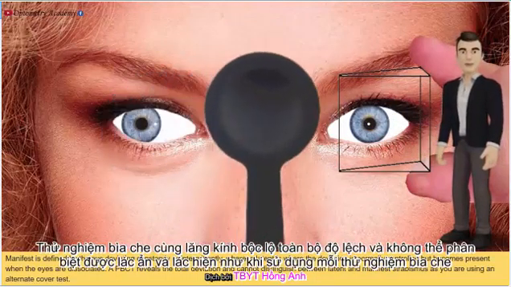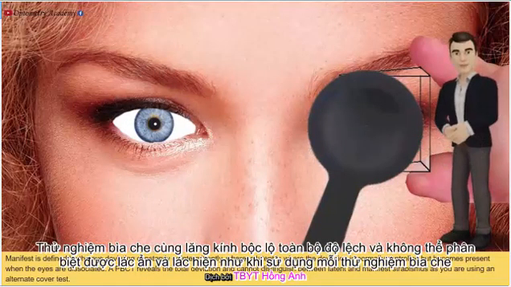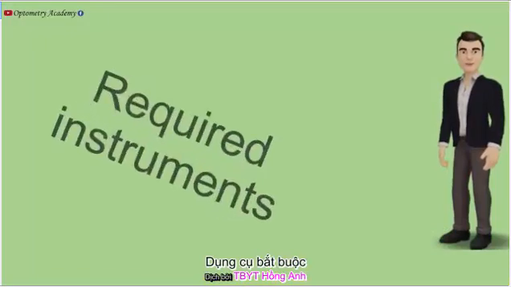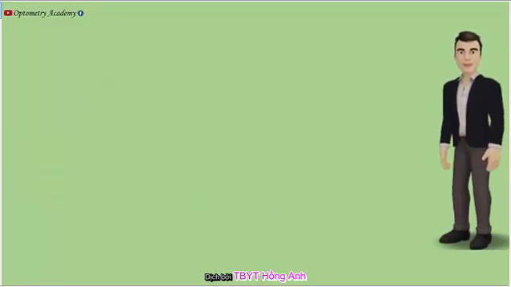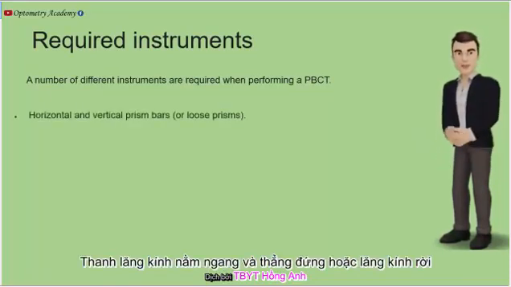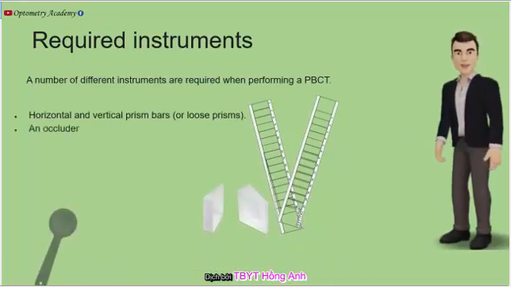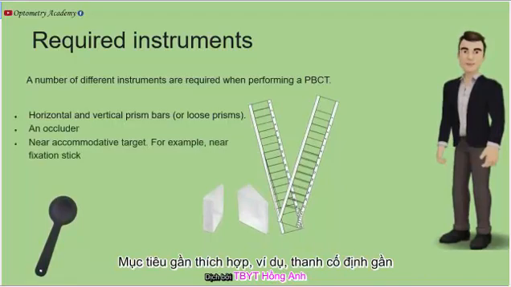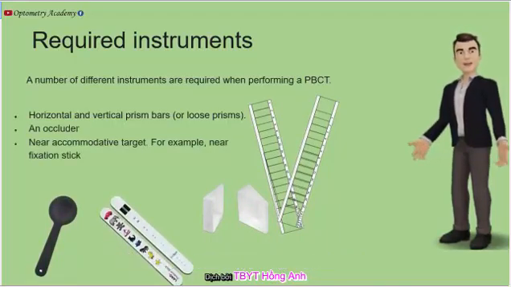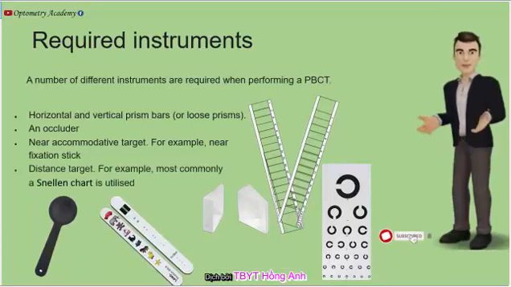A PBCT reveals the total deviation and cannot distinguish between latent and manifest strabismus as you are using an alternate cover test. Required instruments. A number of different instruments are required when performing a PBCT. Horizontal and vertical prism bar or loose prisms, an occluder, near accommodative target, for example near fixation stick, distant target, for example most commonly a Snellen chart is utilized.